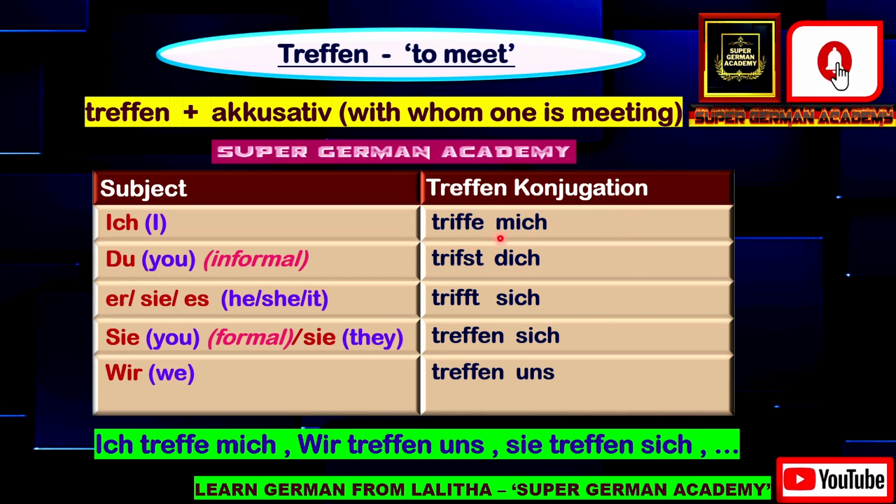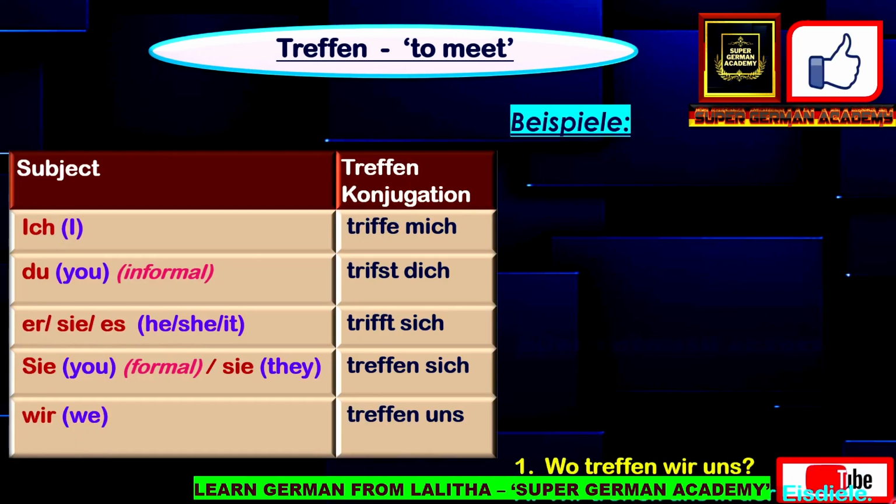For ich, it is treffe mich. For du, it is triffst dich, because we are using the accusative format. But here, if you observe for er, sie, es, it is trifft sich. For Sie formal and sie, that is they, it is treffen sich. And for wir, it is treffen uns. So, for example, if I say ich treffe mich means I meet, wir treffen uns means we meet, sie treffen sich means they meet. So here are a few more examples.